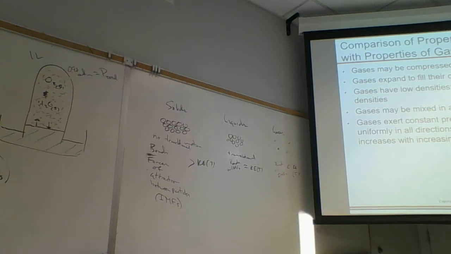Gases may be mixed in a fixed volume, liquids cannot. Is that Dalton's or Avogadro's? That's Dalton's. When we do gas stoichiometry using Avogadro's, we think of 1 liter of methane plus 2 liters of oxygen giving us 3 liters of mixture.